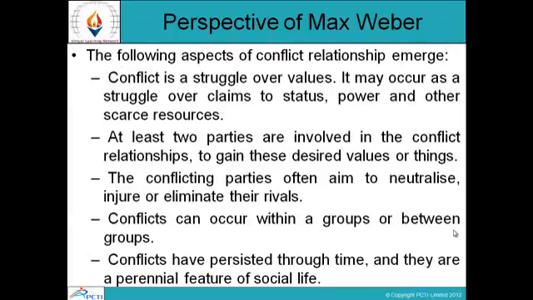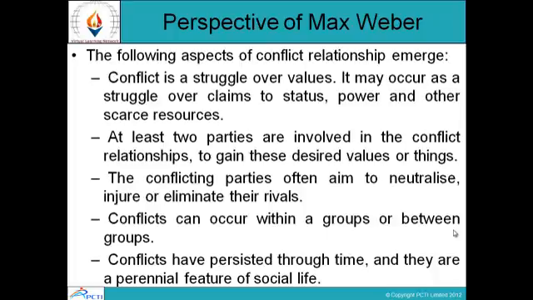The following aspects of conflict relationship emerge. Conflict is a struggle over values. It may occur as a struggle over claims to status, power, and other scarce resources. At least two parties are involved in the conflict relationship to gain these desired values or things. The conflicting parties often aim to neutralize, injure, or eliminate their rivals.